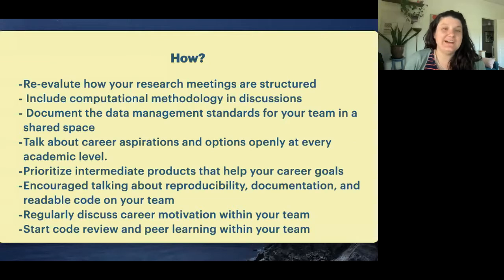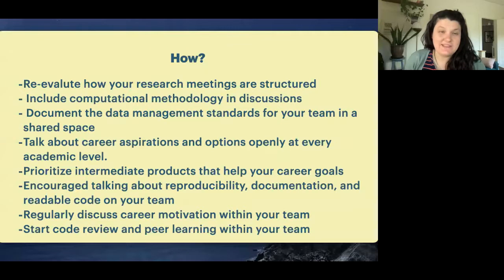Include computational methodology in all of these discussions. So what statistics did you use? What didn't you use? Is it important to communicate that to the public? Probably. How do you communicate it? In the paper, in the supplementary material, in the code that you publish? Include all of that in these discussions. Again, not just the cool results that you've gotten.